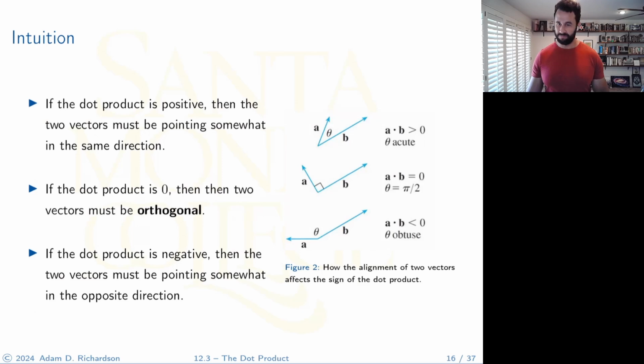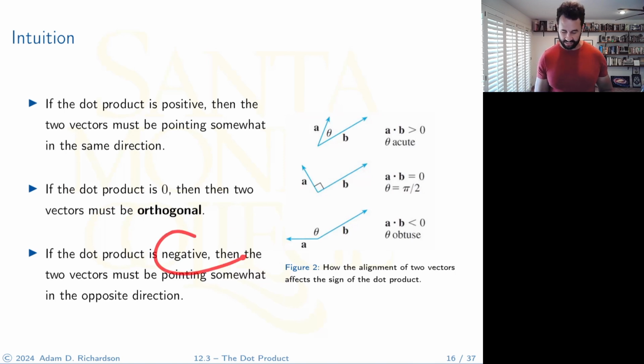What happens is probably what a lot of you are expecting. If the dot product is positive, then the two vectors have to be pointing somewhat in the same direction. So if you dot the two vectors, you get a positive number. You know for a fact the vectors have to be somewhat pointing in the same direction, kind of like this or something, right? If the dot product is 0, then the two vectors must be orthogonal. We're going to define that in just a moment. So you get a 90-degree angle when the dot product is 0.